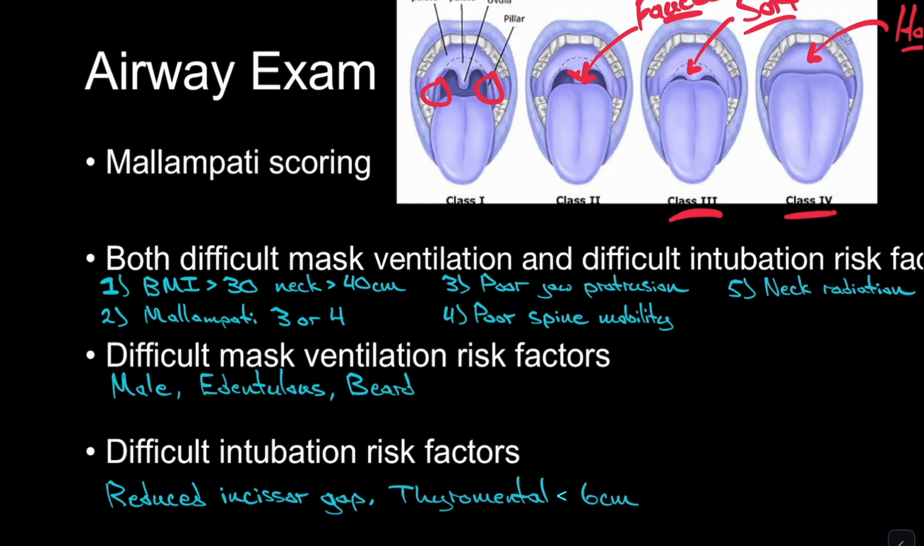If they're not able to do that, so if they have an atrophied mandible or atrophied jaw, or they just don't have much of a chin or jawline, then that could be an indicator for difficult intubation.